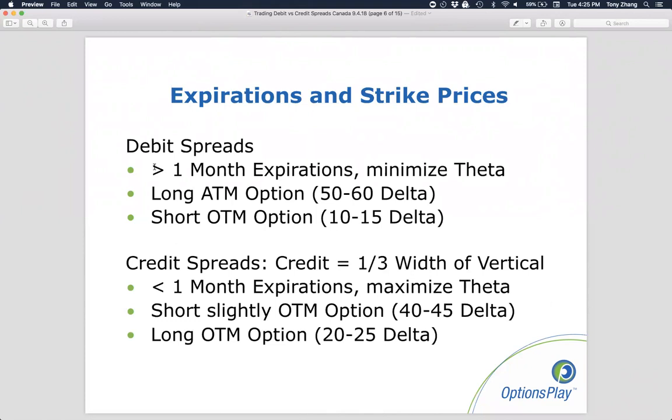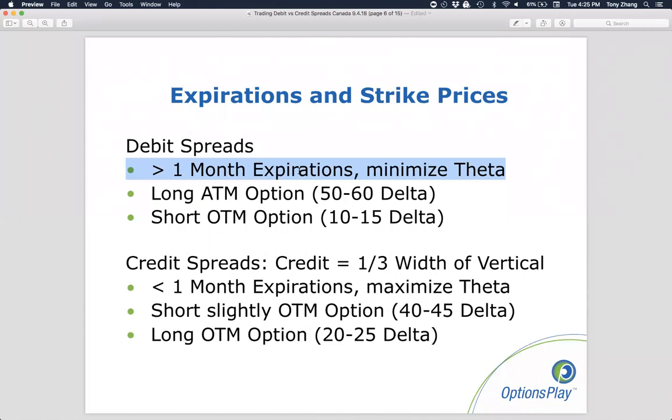I think for the most part, anyone that trades debit spreads constructs them relatively similarly. Basically, you're looking at expirations that are greater than one month. The reason for this is because you want to minimize theta. You want to minimize time decay whenever you're long an option, and one of the best ways to do that is to buy longer dated options. Anything one, two, three months out is typically where most people are trading debit spreads.